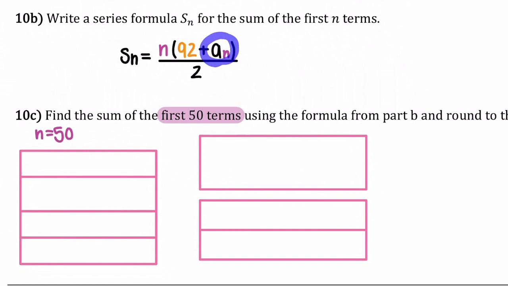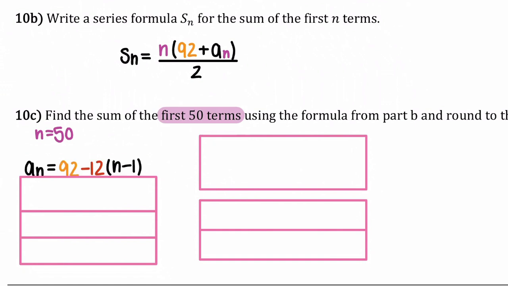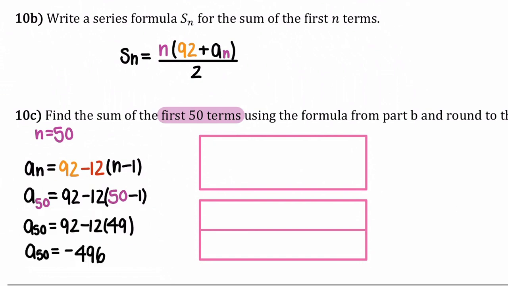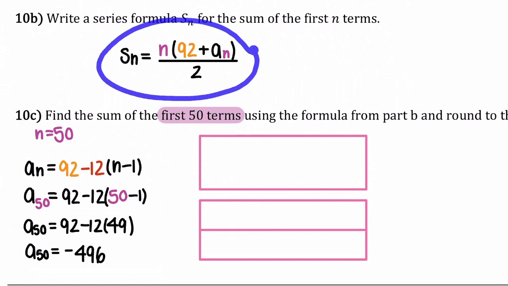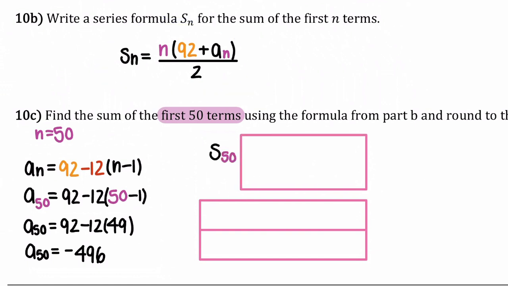And so we already have the structure of our formula here, so why not just substitute? Well, we could, but again, we need to know our last term. So we're going to use the formula from the first part to find what the 50th term even is. So to find a sub 50, we substitute in n equals 50, thus giving us our last term, or our 50th term, is negative 496. And so our formula, now we can substitute in everything we know.